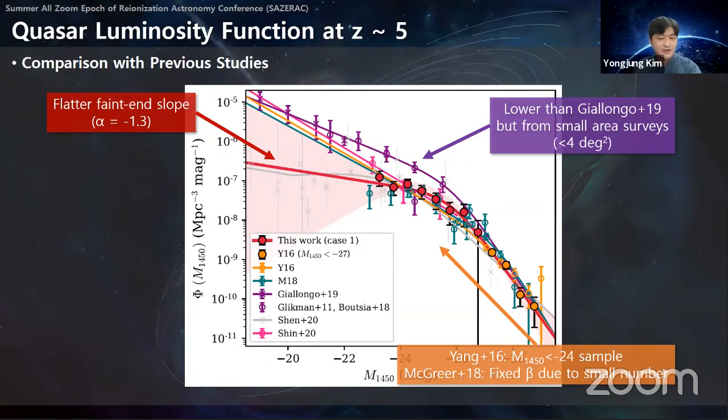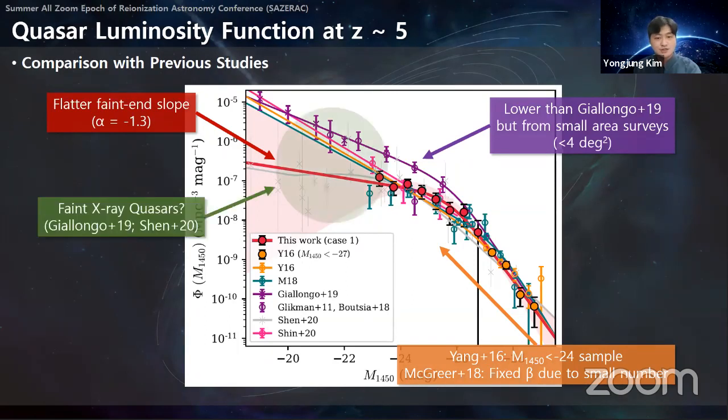At magnitudes fainter than -23, Jianan Li's QLF relies on very faint X-ray quasars. So one possible explanation for this discrepancy between ours and Jianan Li's is the high fraction of UV-obscured quasars at redshift 5. But we note that the recent X-ray QLFs corrected by Shen et al. in 2020 show a good agreement with our results.